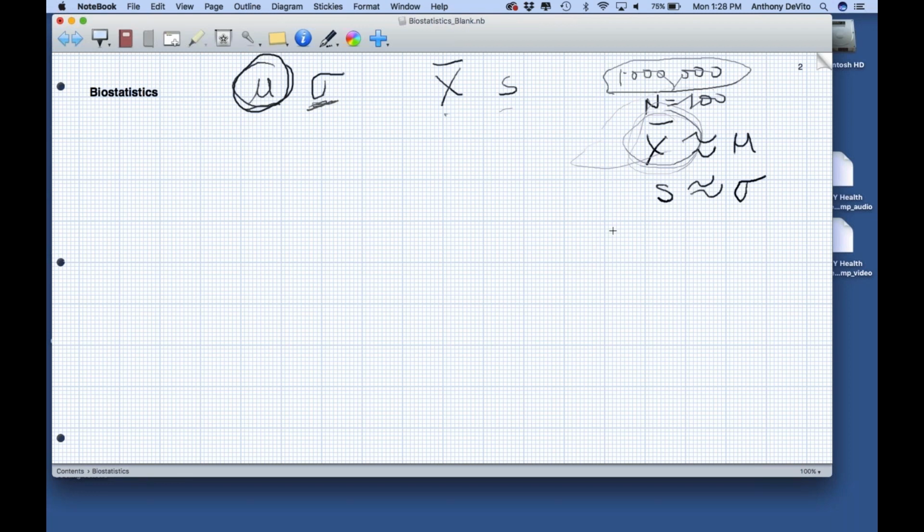Now we go a step further. Since we're working with samples, we want to understand how repeated samples behave. In other words, if I took another sample of 100, another sample of 100, would that help me estimate what the true population mean is? I wouldn't get the same.